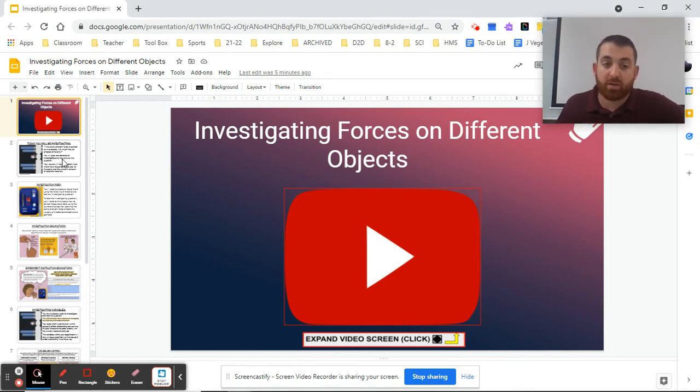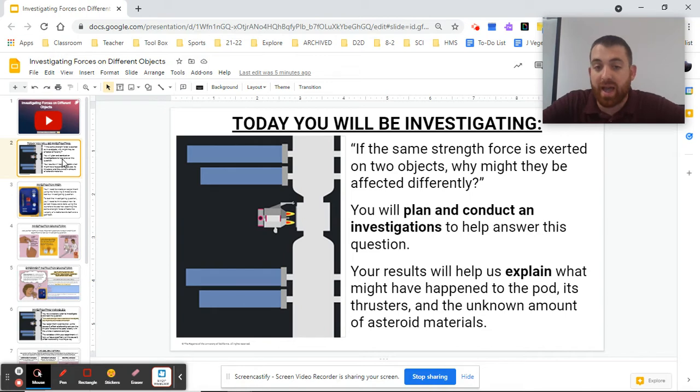And today, our investigation starts by looking at this big, important investigating question. If the same strength force is exerted on two objects, why might they be affected differently? We are going to need to create an experiment that will allow us to test this question and figure out, well, if we apply the same strength force on two different objects, how might they be affected differently?